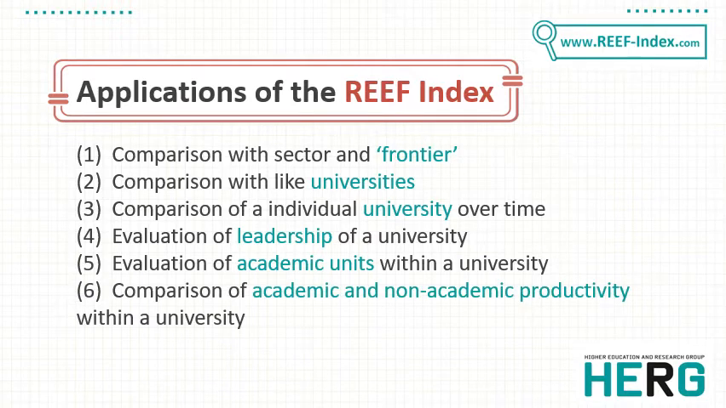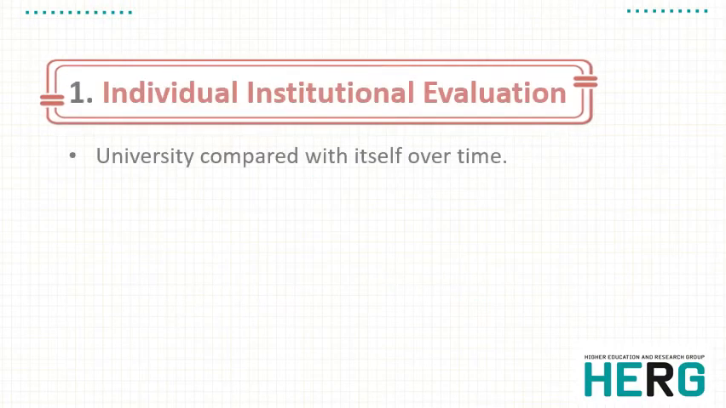You can compare academic units with non-academic units within the university to help target and enhance cost efficiency. Let's take some of these. Let's look at individual university evaluation. This is where one compares the university with itself over time.